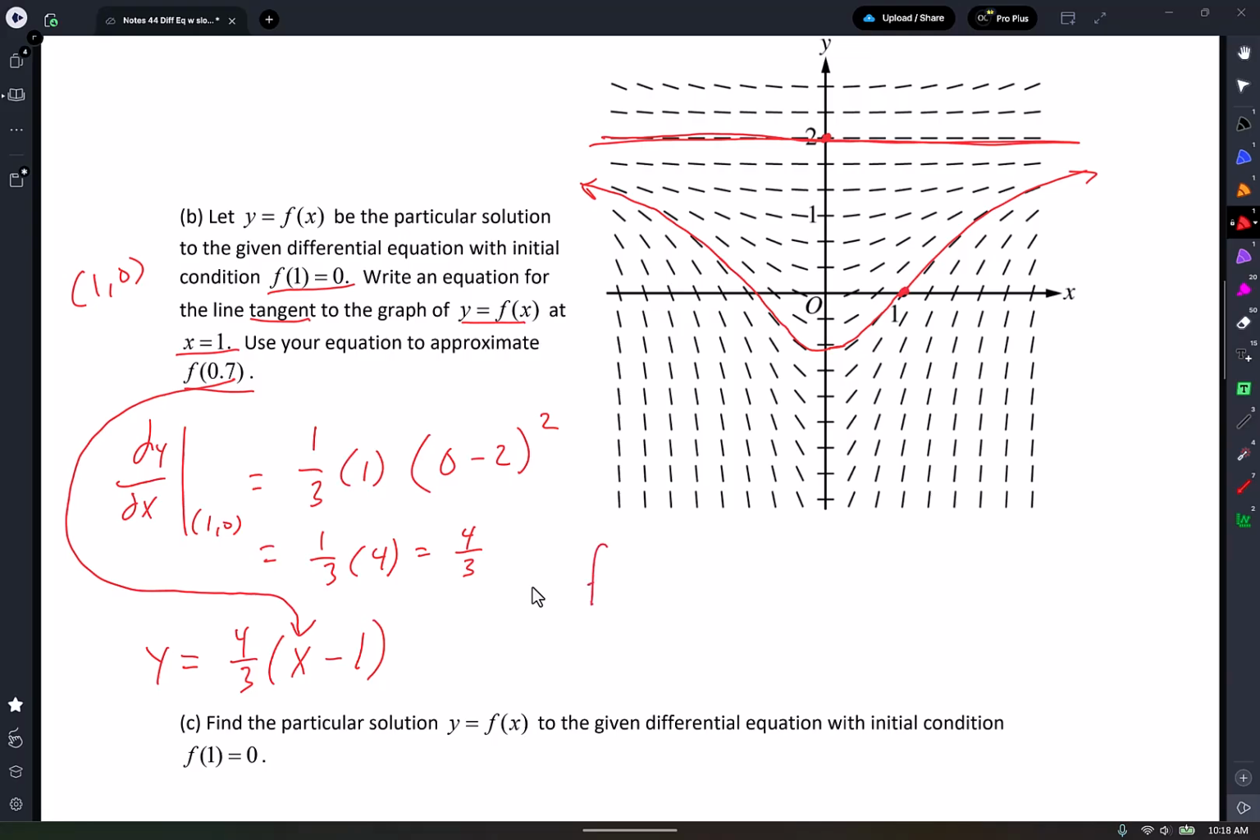So I'm going to write f of 0.7 is approximately 4/3 times (0.7 minus 1). You don't have to write the approximate symbol, guys. You can write equals if you want, but the approximate symbol is better. If you are prone to getting these wrong, leave it, especially if you just want the point.